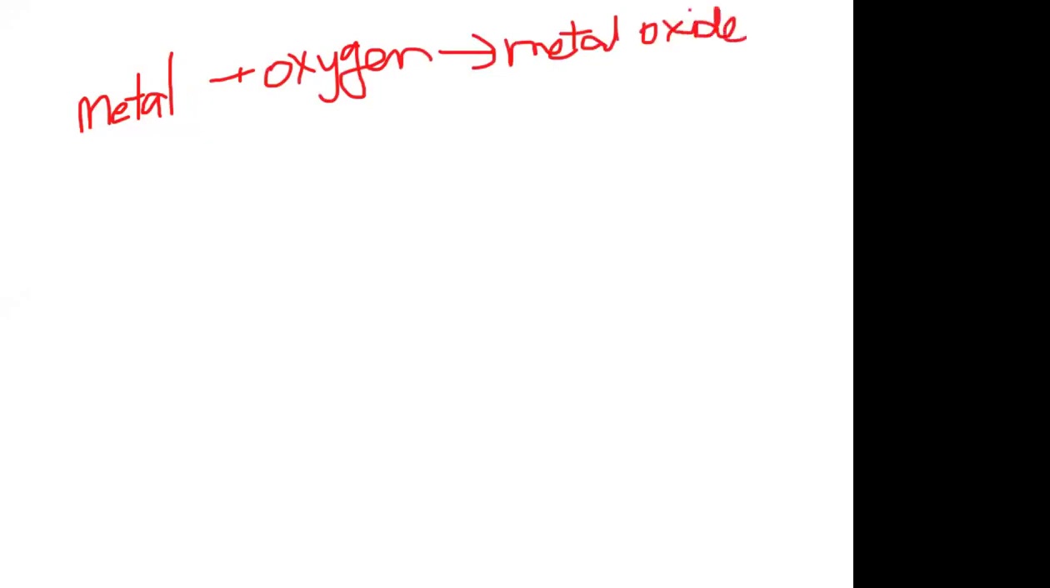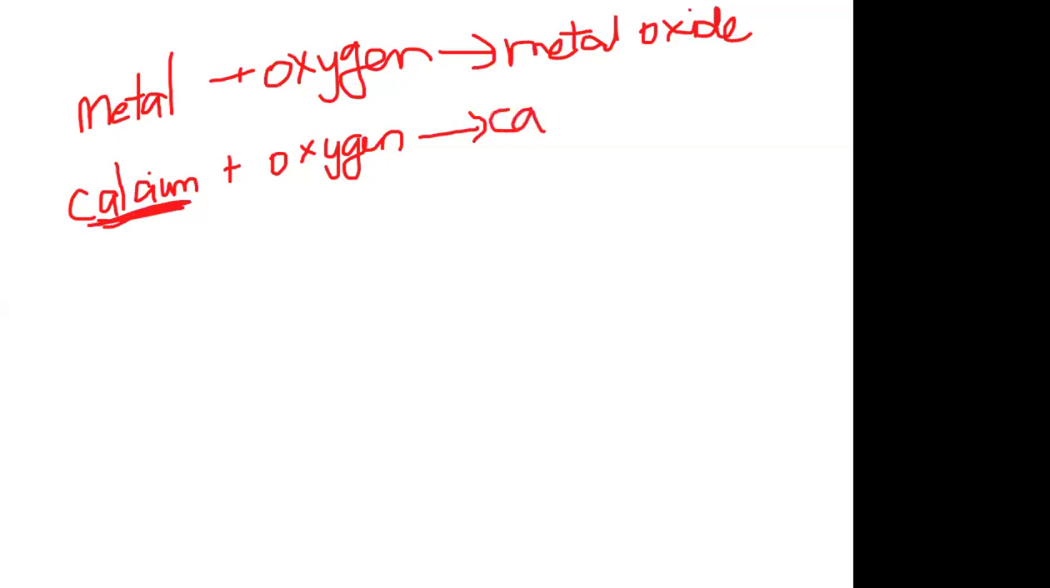May I have a metal, please? Calcium. Magnesium. So we have calcium is a metal. So when I react calcium with oxygen, what is formed? Metal oxide. The metal in this situation is calcium. So I form calcium oxide.